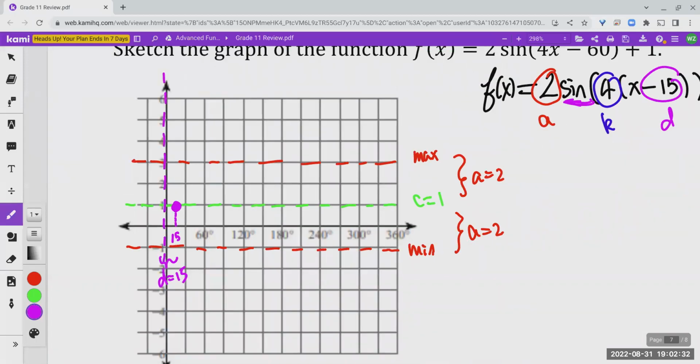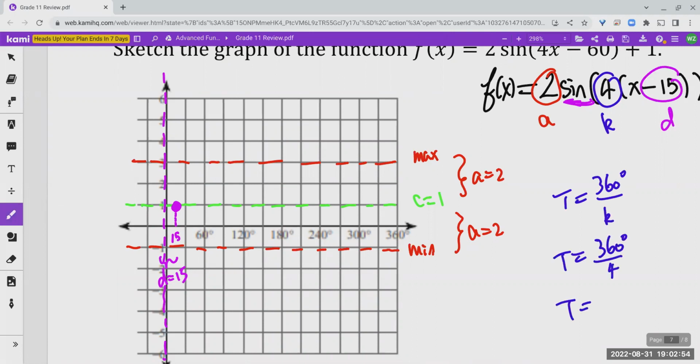Yeah, from the 0, you move to the right by 15, because that's what it says right there. Lastly, the period. Actually, I don't know what the period is. I know what K is. K is 4, right? But remember, period is 360 over K. So that is 360 over 4. That is 90. So the period is 90.